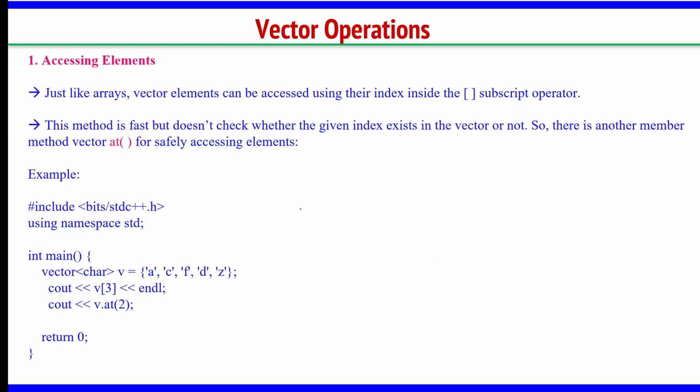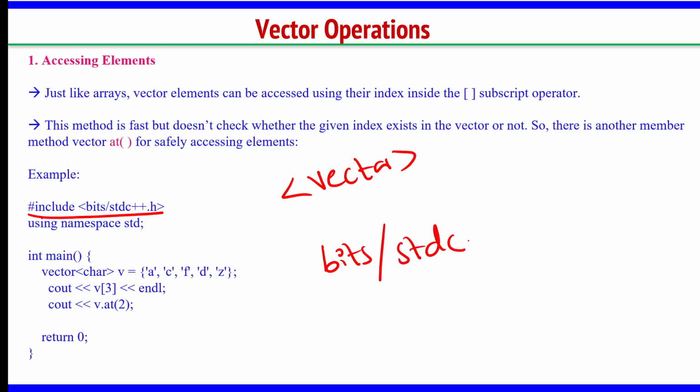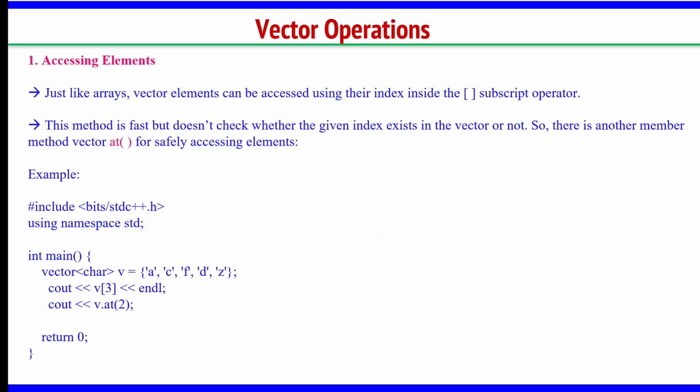We have to include the header file vector, or you can use the standard header file which contains all those header files: iostream, vector, array, string, whatever you want, everything is there in this. That is why instead of including 4 or 5 header files, you can include just one header file, hash include bits/stdc.h. If you include this, all the header files are included, or else you have to include iostream separately and vector separately. So the first vector operation is accessing elements, which can be done using the subscript operator or the at operator.